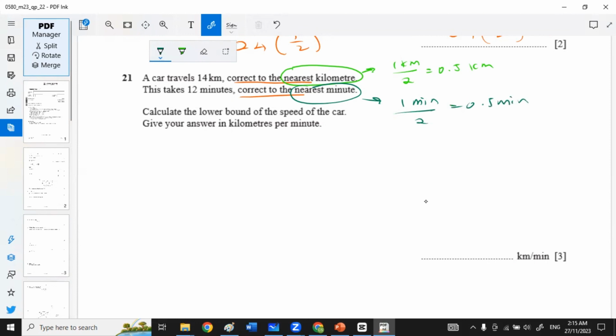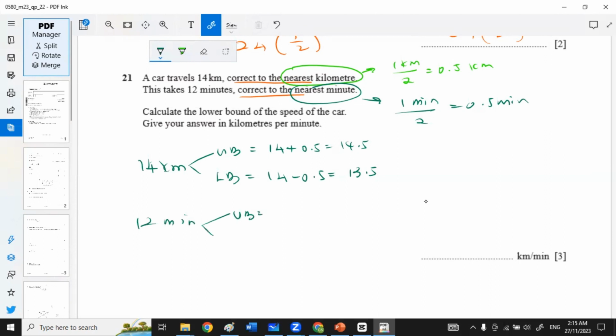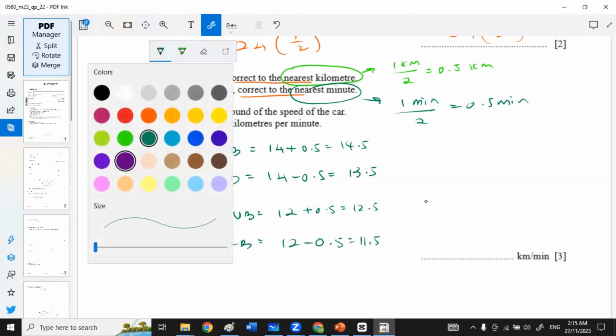To find the upper bound and lower bound, for 14 km, the upper bound is equal to 14 plus 0.5, that is equal to 14.5, and the lower bound is 14 minus 0.5 equal to 13.5. And for the 12 minutes, the upper bound is equal to 12 plus 0.5 is equal to 12.5, and the lower bound is equal to 12 minus 0.5, that's equal to 11.5. Now, we can answer the question.